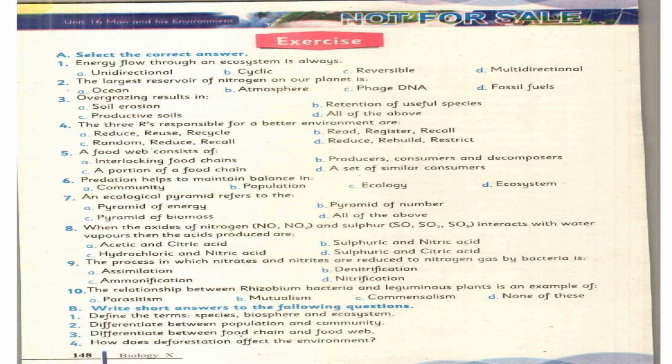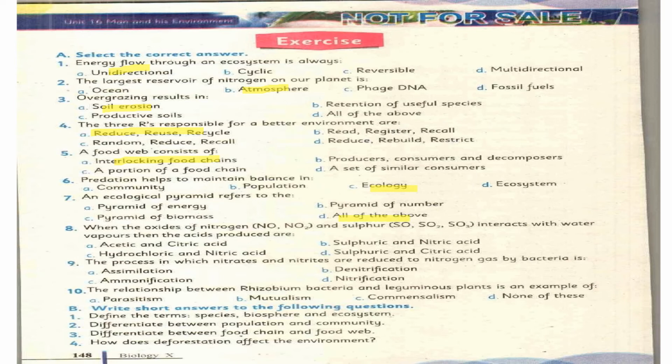Energy flow through an ecosystem is always unidirectional. The largest reservoir of nitrogen on our planet is the atmosphere. Overgrazing results in soil erosion. The 3 R's responsible for a better environment are reduce, reuse, recycle. A food web consists of interlocking food chains. Predation helps to maintain balance in ecology. An ecological pyramid refers to all of the above.